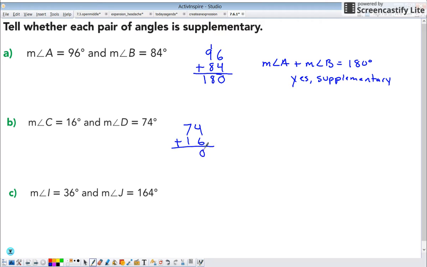4 plus 6 is 10, so we write 0 and carry the 1. 7 plus 1 plus 1 is 9, giving 90. These angles are actually complementary. Complementary angles are two angles that add to 90 degrees, but no, these are not supplementary.